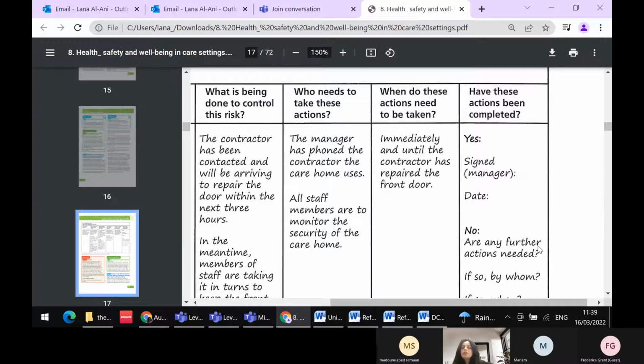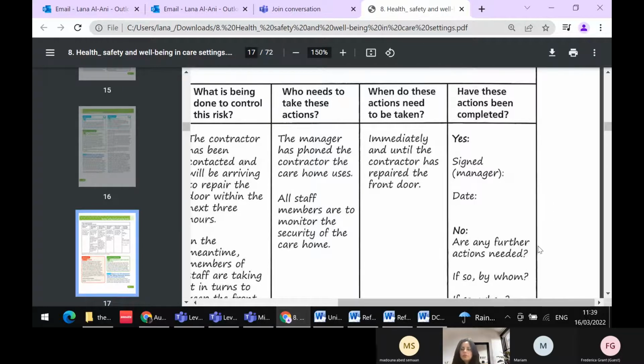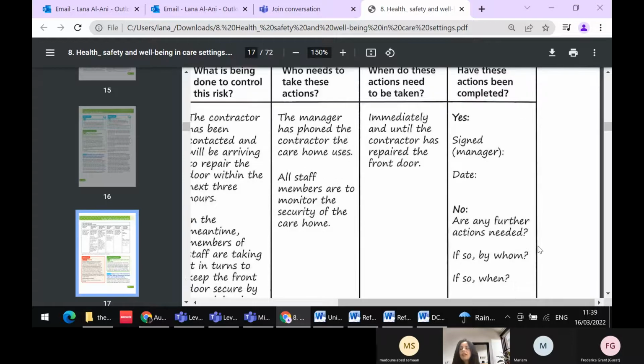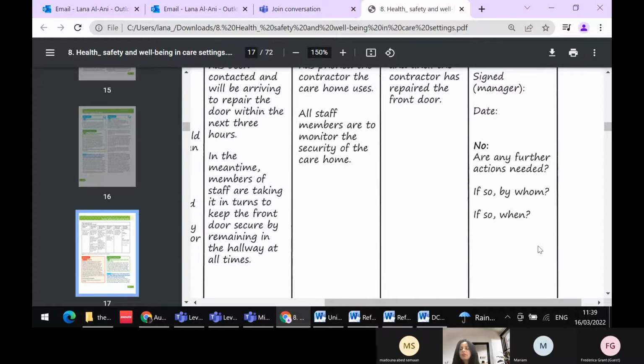And then when do the actions need to take place? Immediately, and until the contractor has turned up. Also, have these actions been completed? After the completion, you put yes. You put the signature, the date, and more information if there is anything to identify about it.